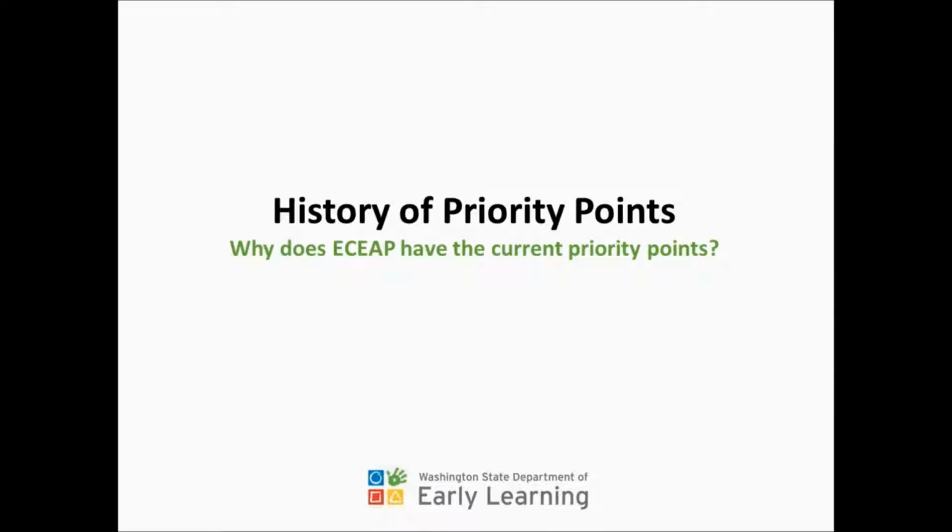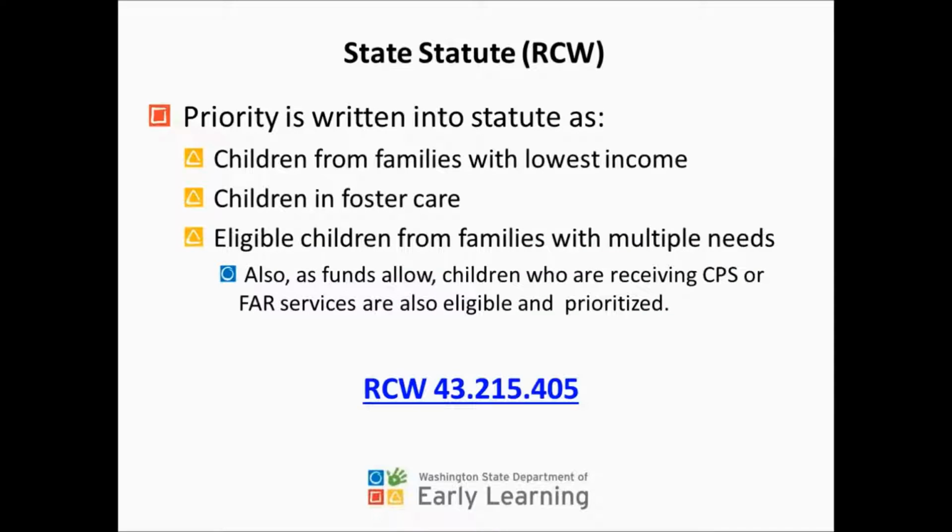Now on to the history of priority points. Why does ECAP have the current priority points? Priority is written into statute as children from families with the lowest income, children in foster care, and eligible children from families with multiple needs. Also, as funds allow, children who are receiving CPS or FAR services are also eligible and prioritized.